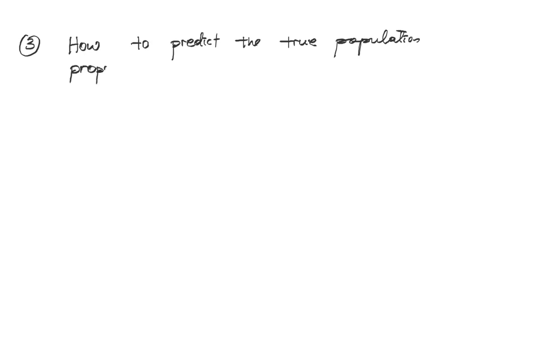Okay, next, our task will be how to predict the true population proportions. And this one I write in blue means a specific case of people who are left-handed.